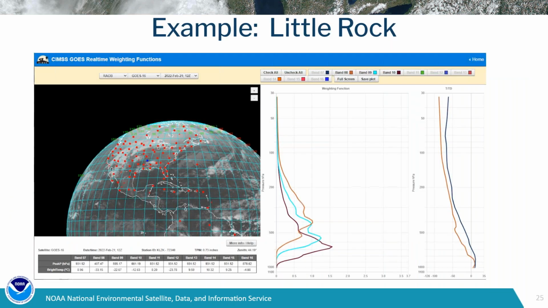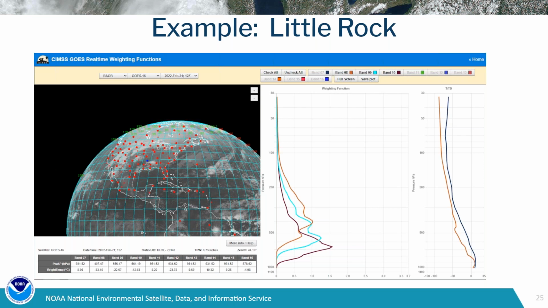Next slide, please. So here's just an example. I've chosen Little Rock, and we have a weighting function. By default, it just shows the water vapor weighting functions. It's not showing the weighting function for the window channels or for band 15, which has a peak slightly above the surface. You also see on the right-hand side the temperature and dew point profiles, but it's giving you the kind of information that you would expect. Band 8 has a peak that's fairly high in the atmosphere. Band 10 has the lowest peak, and band 9 is intermediate between those.